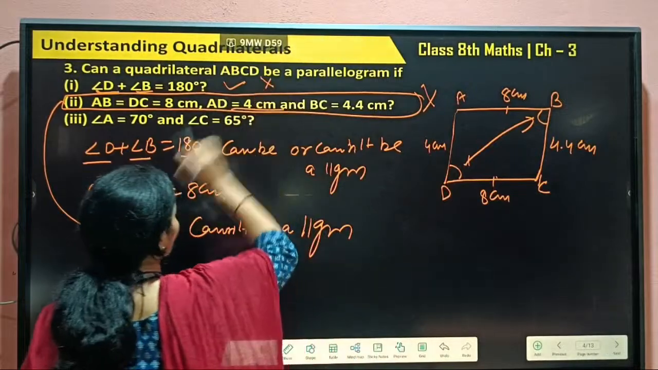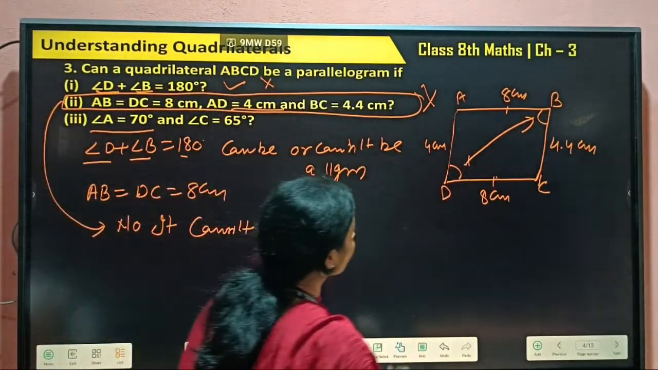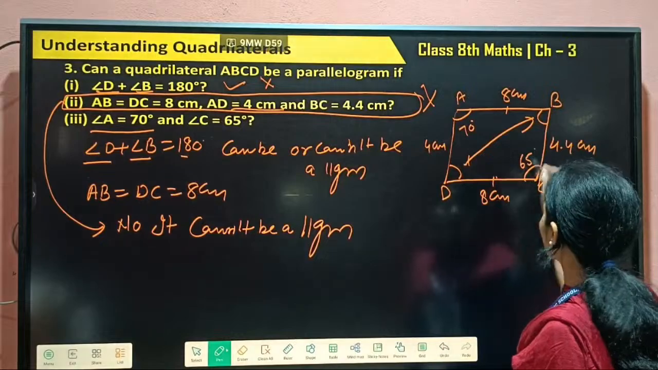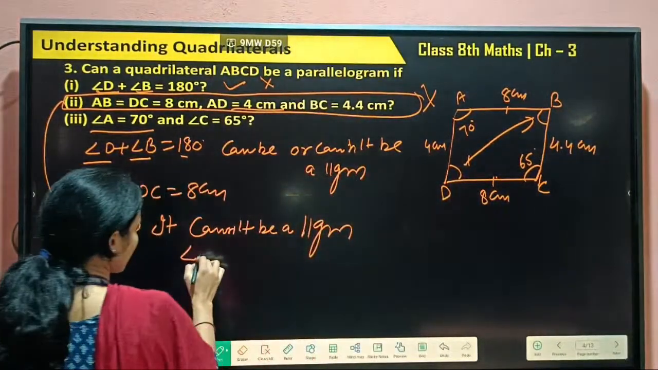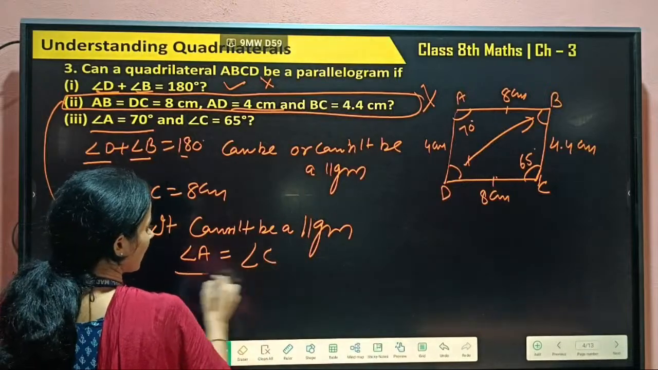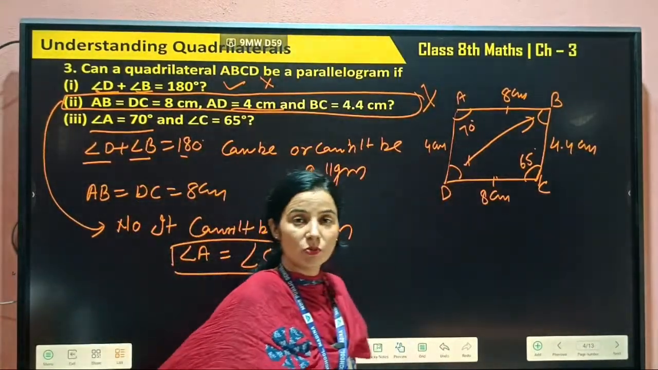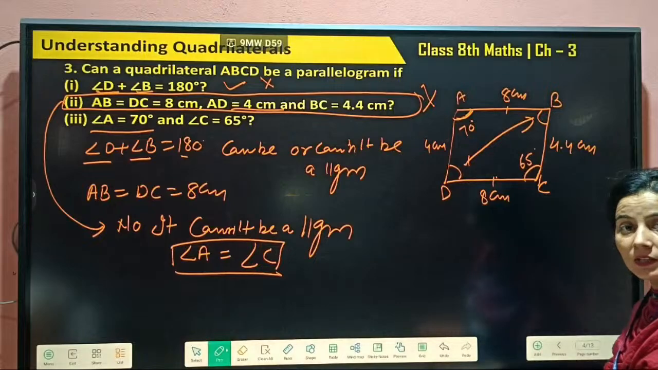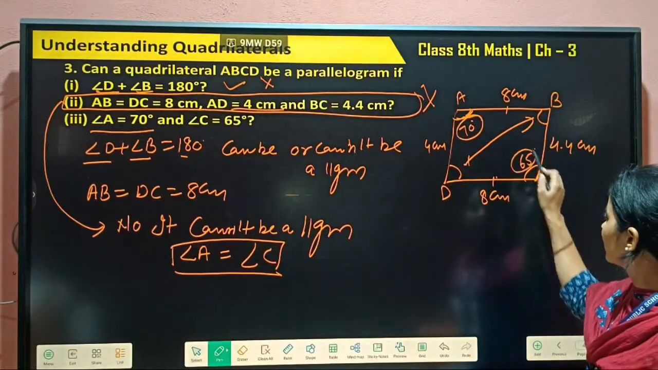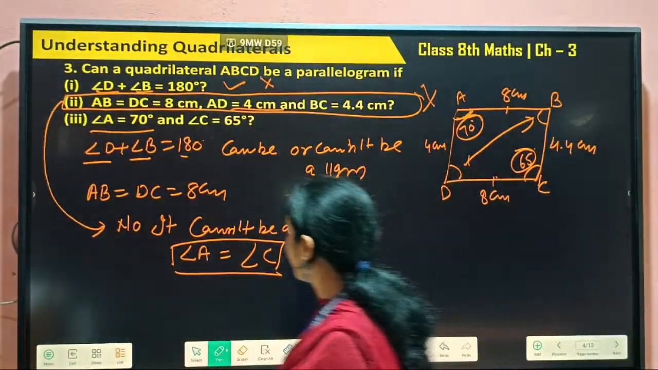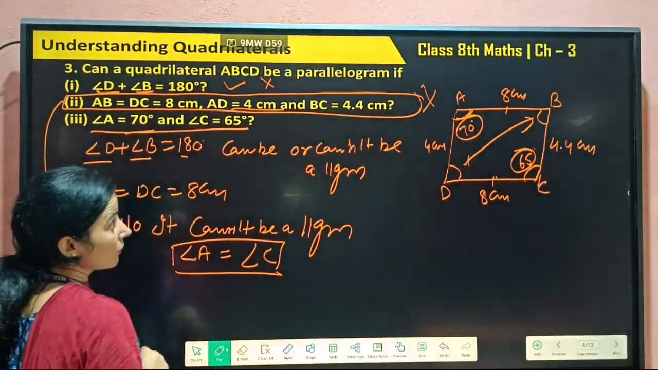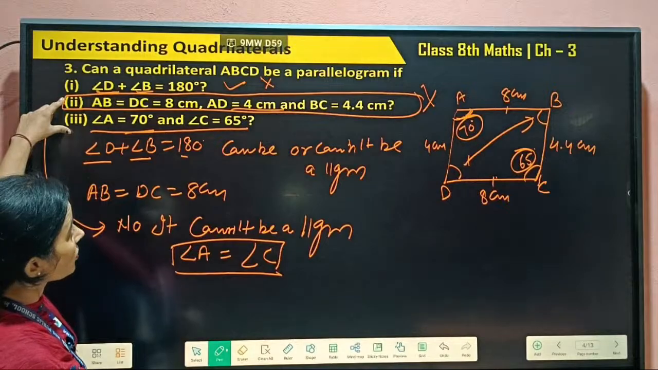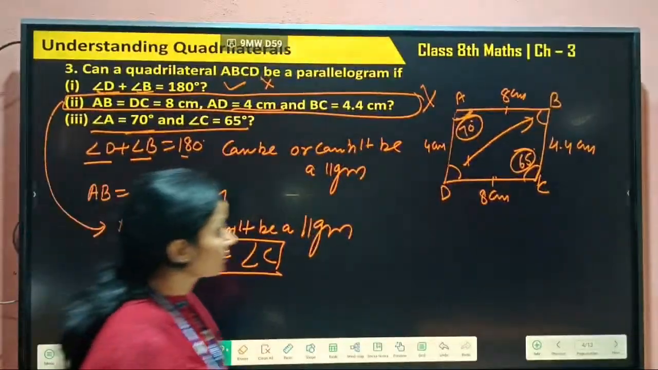It can be or cannot be. Next is angle A is 70 degrees, and angle C is 65 degrees. This C is opposite of angle A, and in a parallelogram opposite angles must be equal. Angle A must be equal to angle C. So this is 70 degrees and this is 65 degrees, so it can't be a parallelogram. With this condition also it cannot be a parallelogram. This quadrilateral ABCD cannot be a parallelogram with these two conditions, and in the first condition, may or may not. Next question.